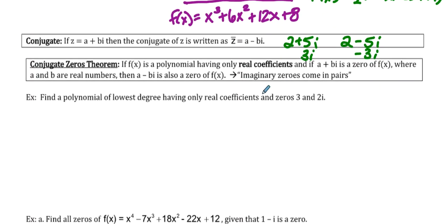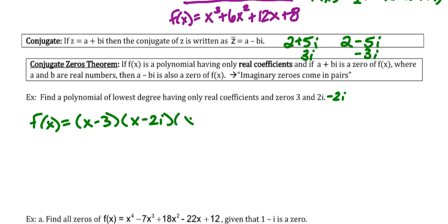So let's see how that is important in this problem here. It tells us that we need a polynomial of lowest degree having only real coefficients, and these are going to be the zeros. And I know that if 2i is a 0, negative 2i is also a 0. So I'm just going to write it right here in the problem. The problem didn't mention it, but I know it's true, so I'm adding it in. So now I'm going to write the factors. x minus 3, x minus 2i, and x plus 2i.